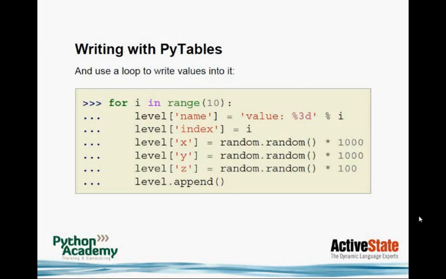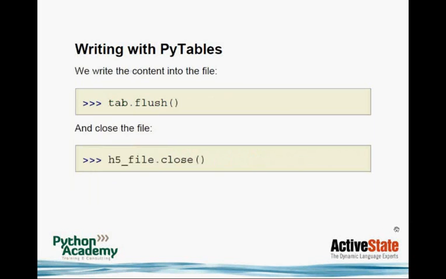And now we have our row, and now we write in our row. This is very easy. We just have a loop. 10 times we write to level, which is our tab row, the name with a string, index with an integer, and XYZ with some floating point numbers. And then, very important, we have to say level.append to actually append the data. And next slide, we see now we flush this one.